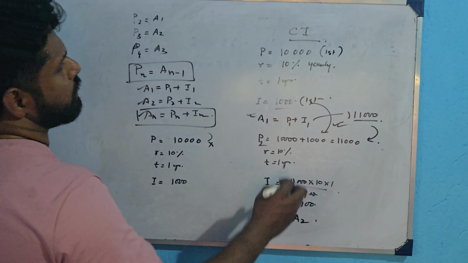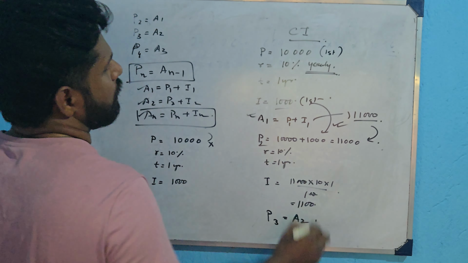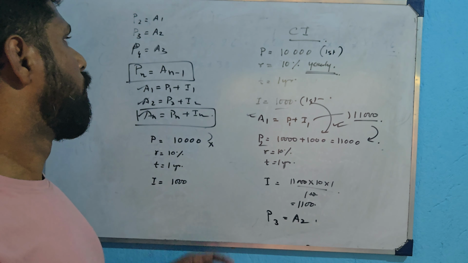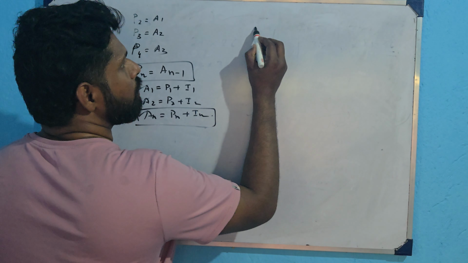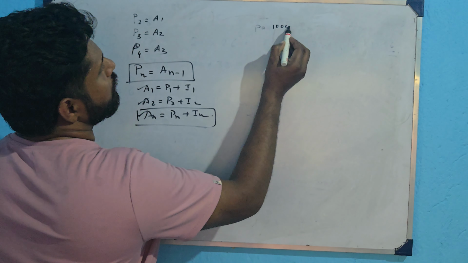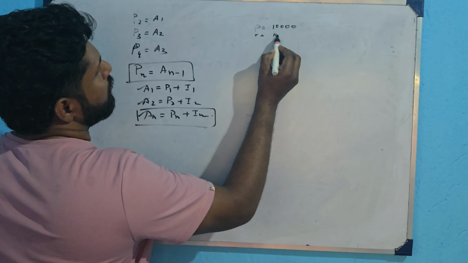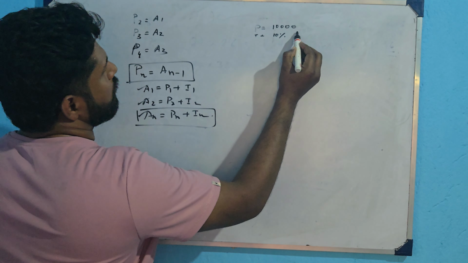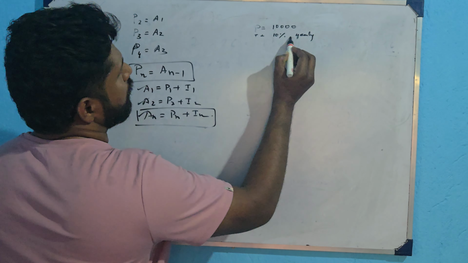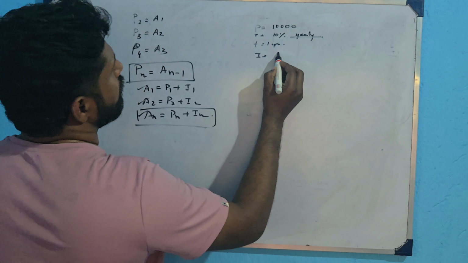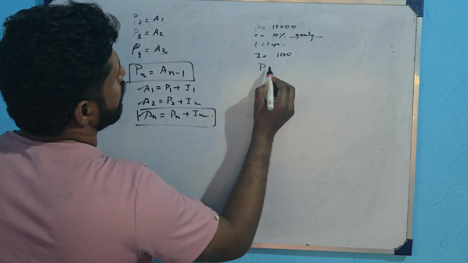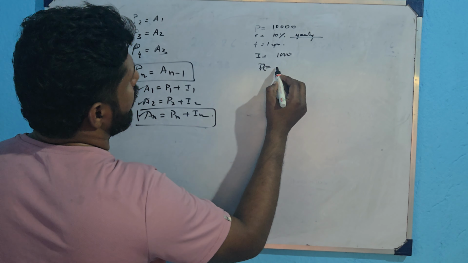Now what are we saying about yearly? The rate is 10% yearly. What do you mean by that? Let me explain. So we take P as 10,000, rate as 10% yearly, and time is 1 year. So your interest after a year will be 1,000. It will be added after 1 year.